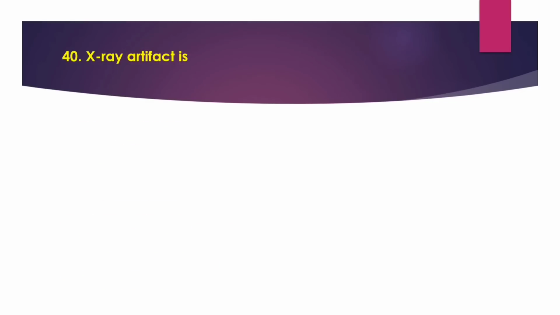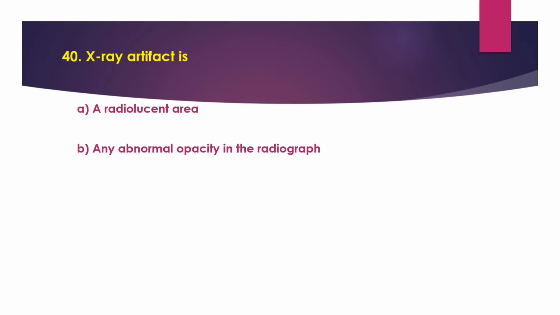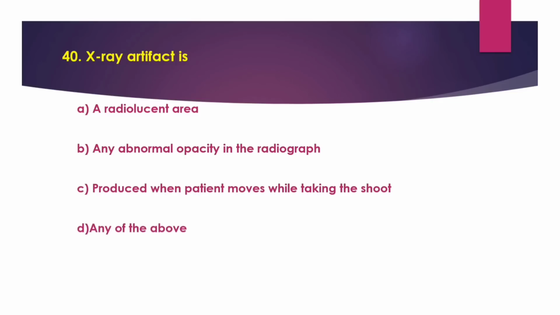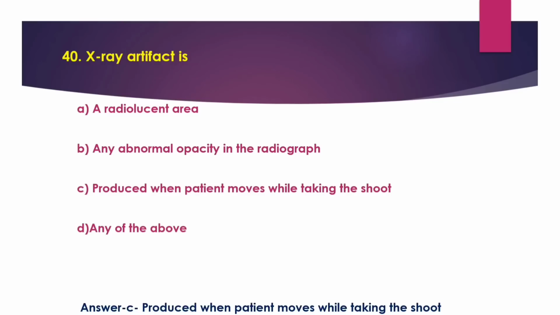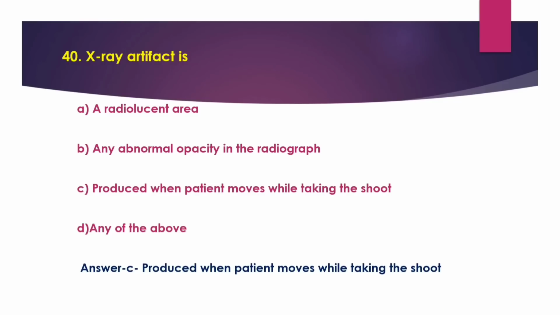Moving on to the next question, question number 40. X-ray artifact is: option A, radiolucent area; option B, any abnormal opacity in the radiograph; option C, produced when patient moves while taking the shot; and option D, any of the above. The answer is option C, produced when patient moves while taking the shot.